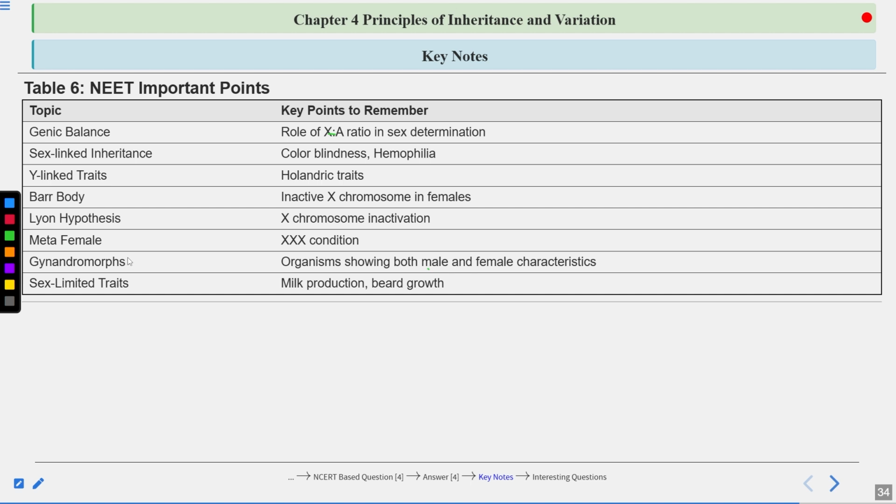Clear? Then there are some sex-limited traits like milk production. This occurs in the females, and beard growth. This occurs in the males. So this is some additional information for you.